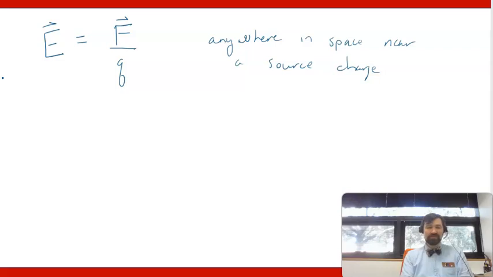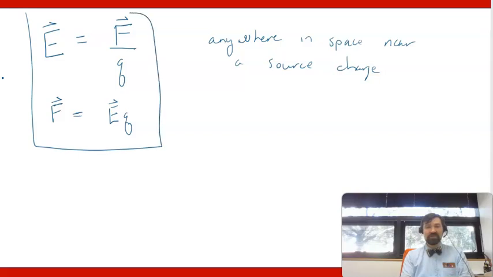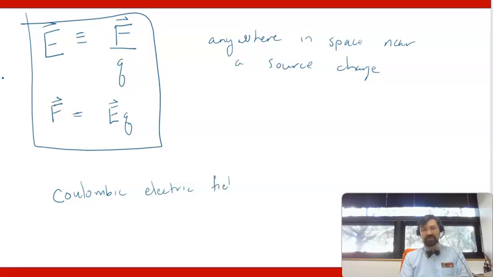That also means, for what it's worth, that if you know what the electric field strength is and you want to find out how much force is acting upon an object, then you take the electric field and you multiply by the charge. Okay, so that is essentially your definition and fundamental use of it. The Coulombic electric field, so we could call it Coulombic electric field, is what we found on the previous page.